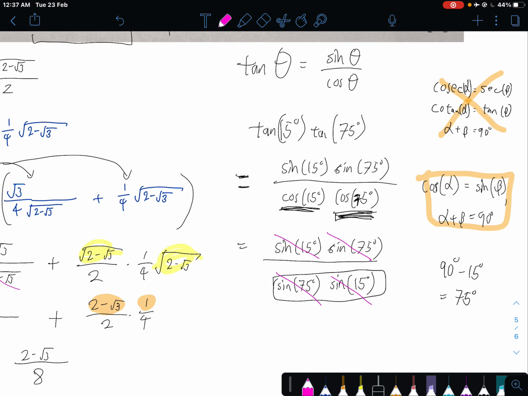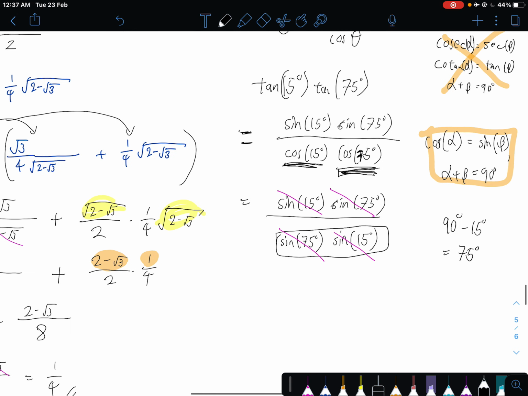What are you left with? 0? Is it 0? No. When you cancel off, you're left with a factor of 1. When you cancel off the top and the bottom, in its place, the sine of 75 degrees is replaced with a 1 that's being multiplied onto whatever is remaining. You can think of it that way. So what you're left with at the end of the day is 1 times 1 divided by 1 times 1, which is nothing but 1. And then we are done.